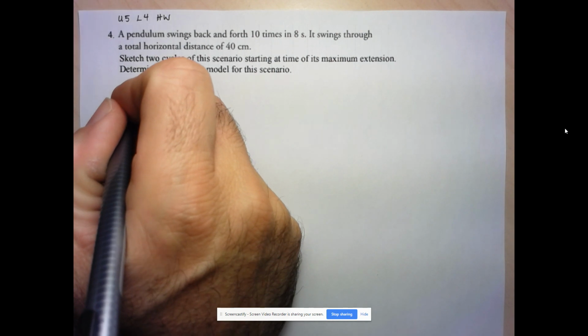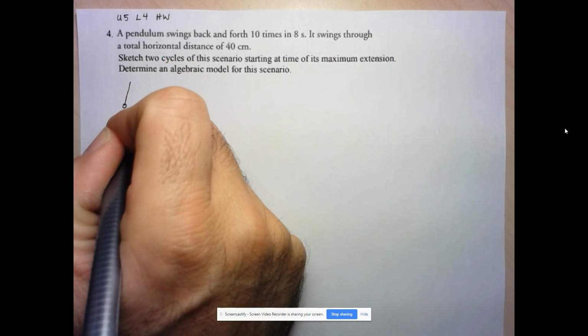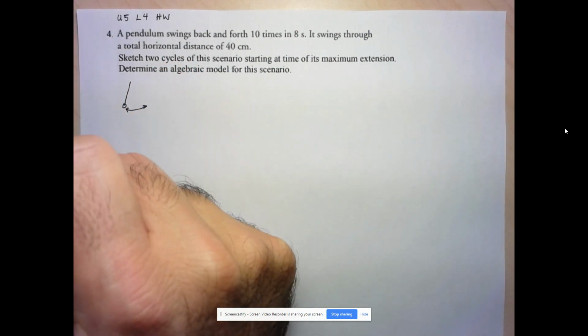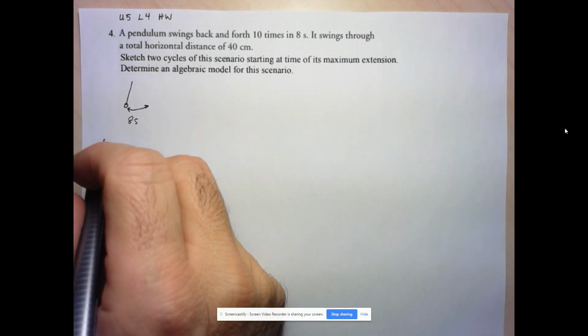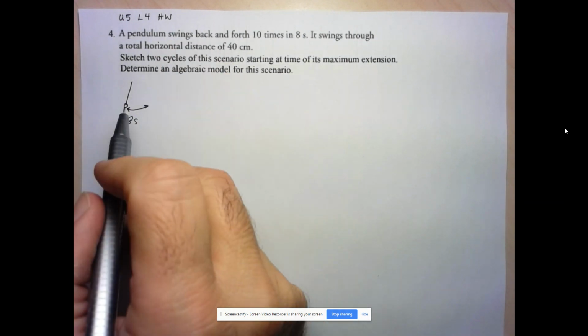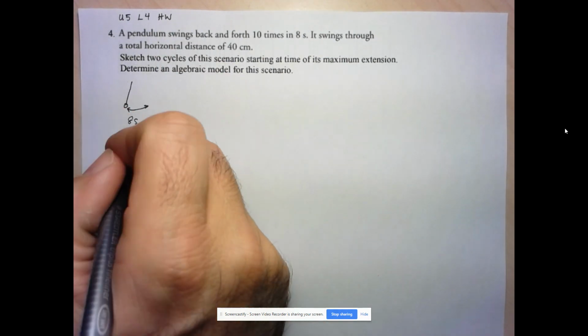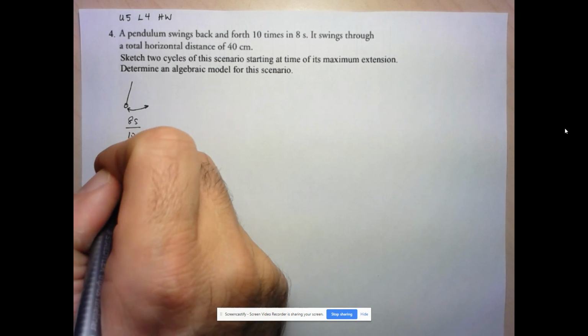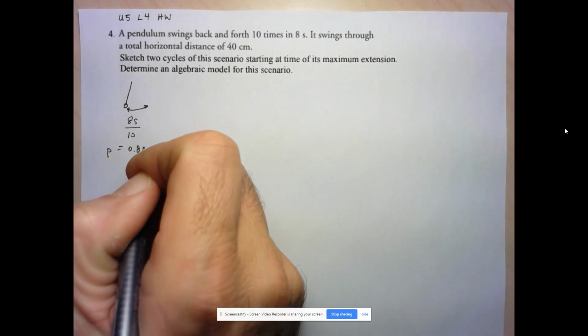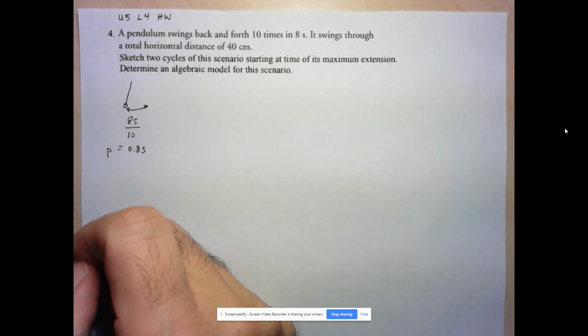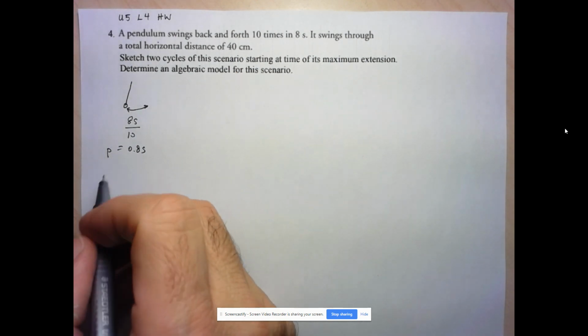So we've got our pendulum, which goes back and forth 10 times in 8 seconds. So that means in 8 seconds, we complete 10 cycles because it's going back and forth. And so just 8 seconds divided by 10 means that our period is going to be equal to 0.8 seconds. All right. So of course, from this, we're going to determine the K value.